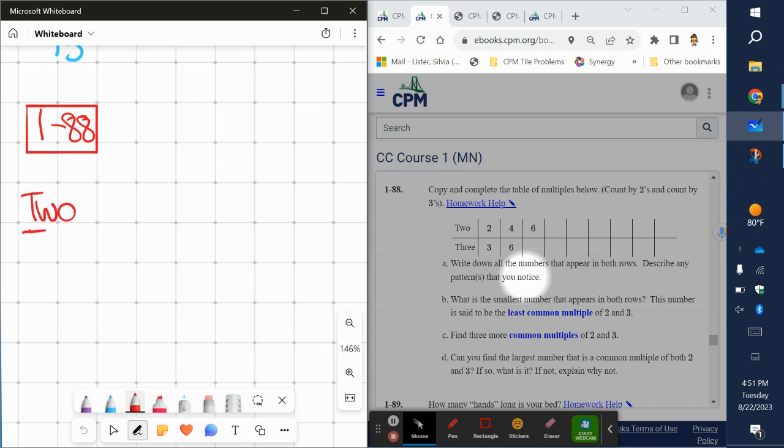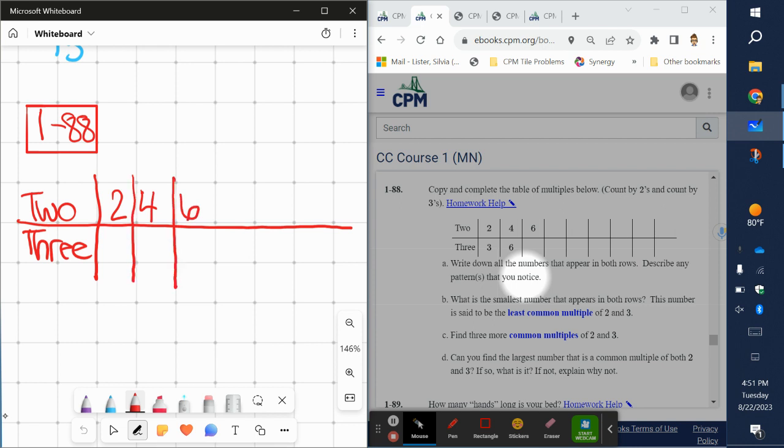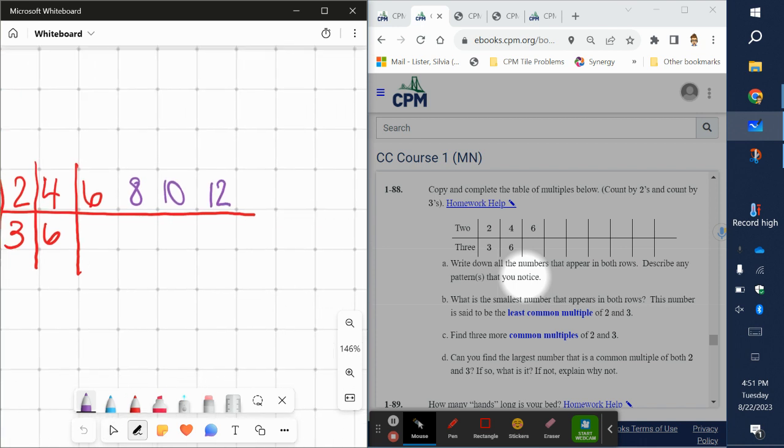with a 2 and with a 3, and I can draw a horizontal line, and they give me 2, 4, 6, and here they give me 3 and 6. So I need to keep counting by 2s on the top. So you probably did this in elementary school, so hopefully you remember how to do this. It's 2, 4, 6, and then I can just keep going with an 8, 10, 12.